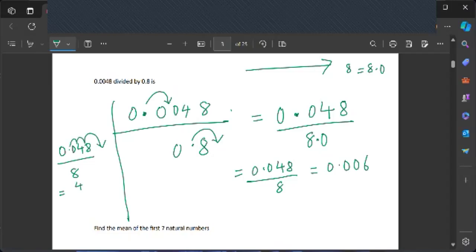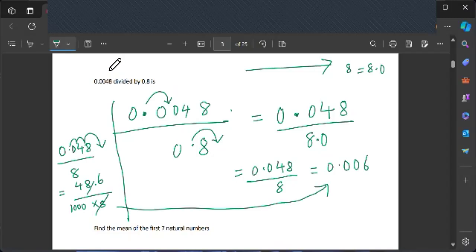So it becomes 48 divided by 1000. So why did I make it 1000? It became 48, or 48 means 48.0. The point is here now, into 8. Okay, 8 ones are 8, 6 are 48. So this is 6 by 1000. 6 by 1000 is 0.006.